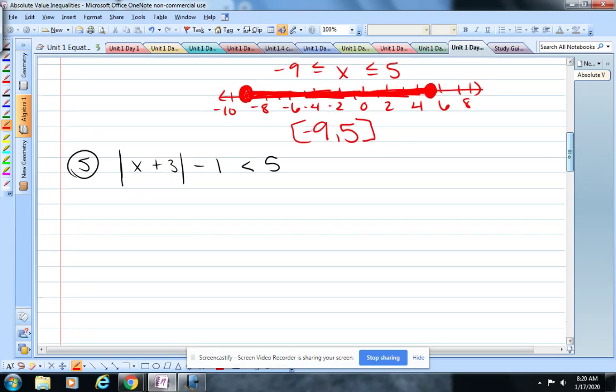All right, copy down number 5, please. Absolute value of x plus 3, and then minus 1 is less than 5. Are the absolute value bars by themselves? No. So our first thing we need to do is treat the absolute value bars as a variable, and get everything away from the bars. So what do we need to do first to get the bars by themselves? Add 1. So then I have the absolute value of x plus 3 is less than what number?